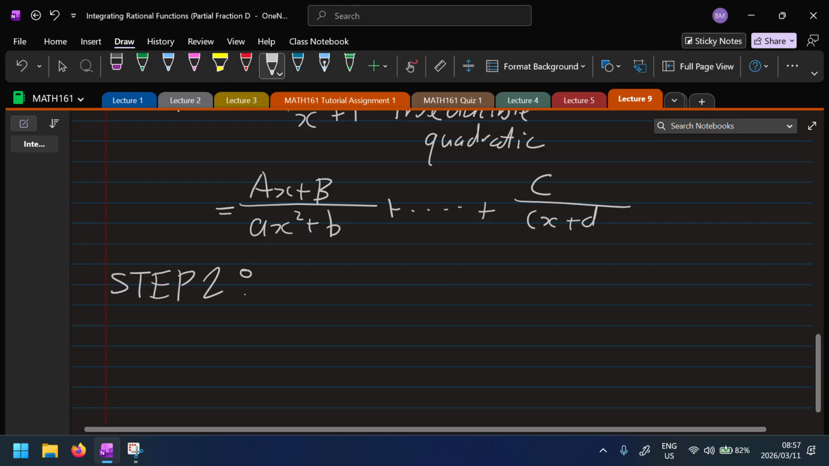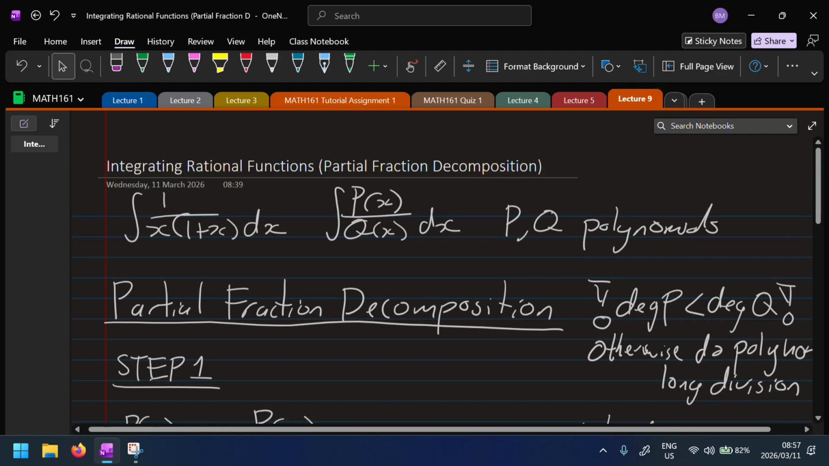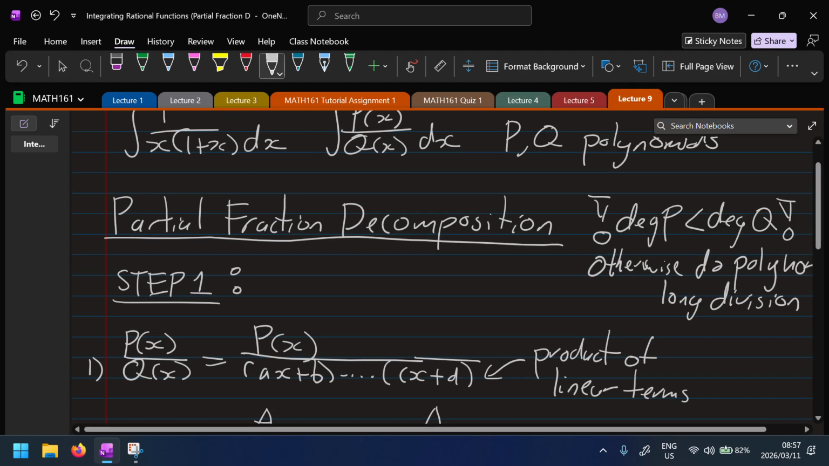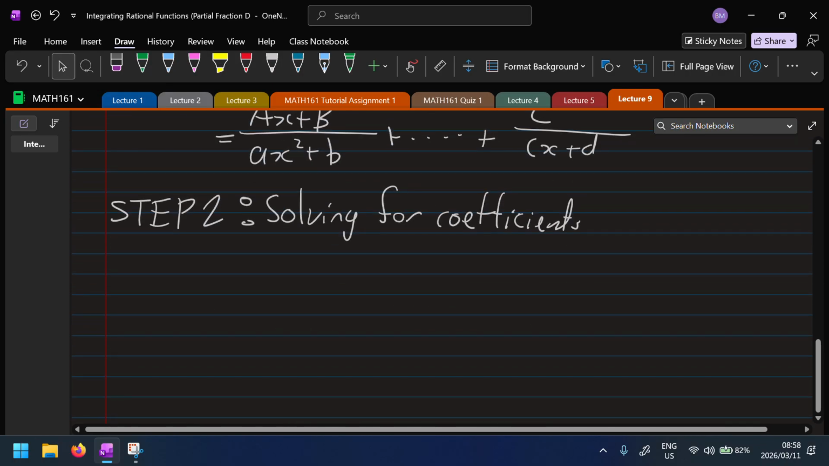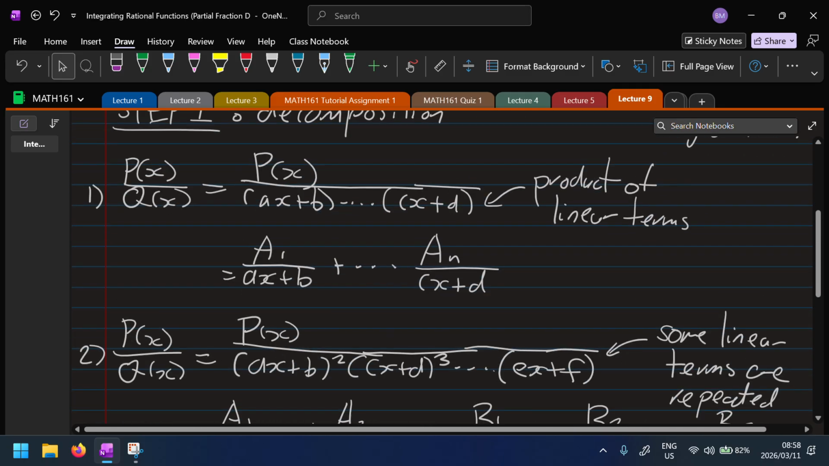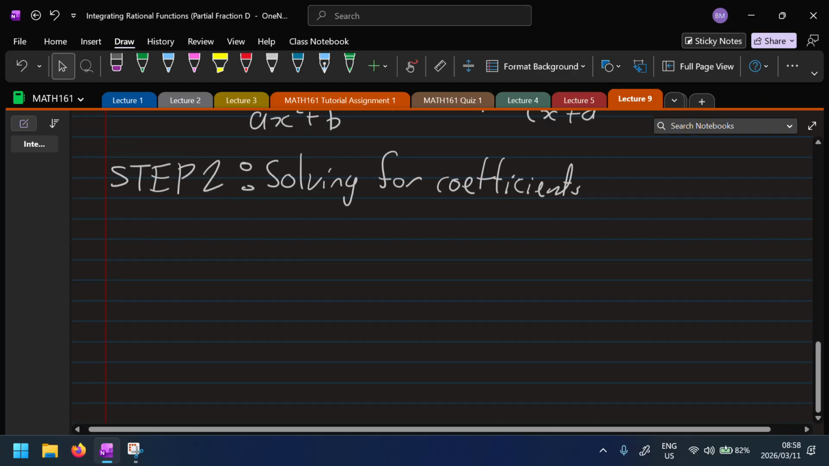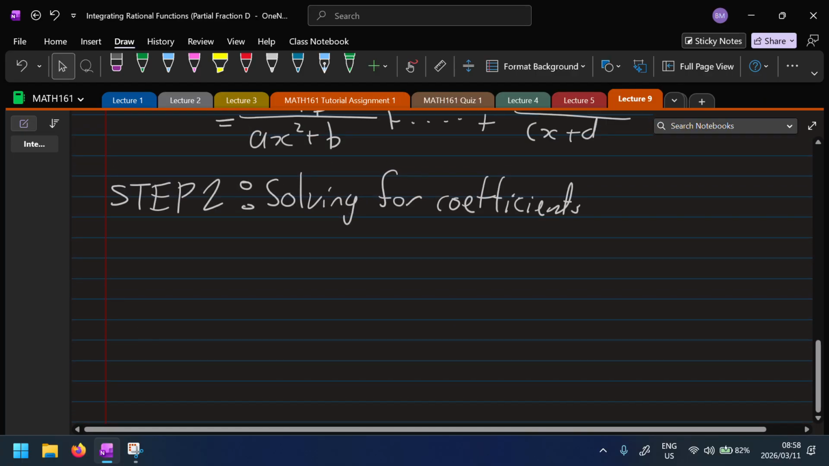So step two, solving for the coefficients. Okay, so step one, this was the partial fraction decomposition. Step two, solving for the coefficients. So here for all of these problems, I put A1 to AN, all of those numbers. We need to actually figure out what those numbers are. Okay, and that comes with step two. So let's look at an example.